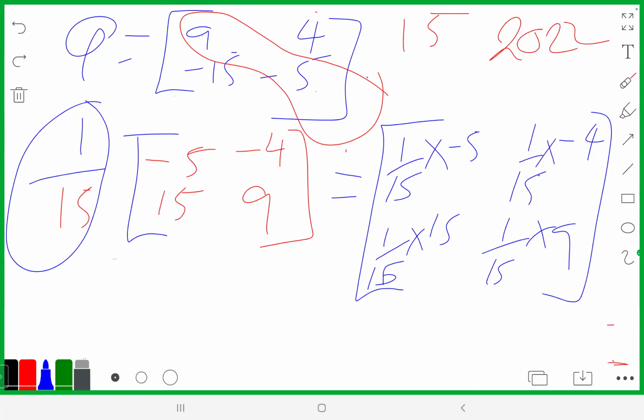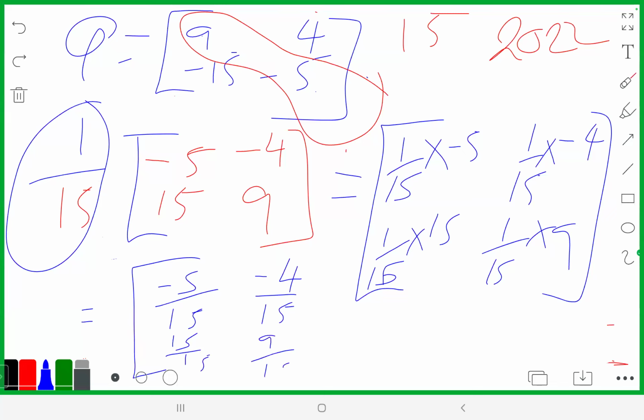The reason why I've done that is so that you can easily follow. You don't easily get confused. So from there, we can say 1 times negative 5, obviously this will be negative 5 over 15. On the other hand, this will be negative 4 over 15. We are multiplying 1 times 15, this will be 15 over 15, right? Then this one will be 9 over 15. Because we're saying 1 times 9, 9, 15 times 1, 15, just like that. So when you reach here, if you want, you can reduce the matrix.